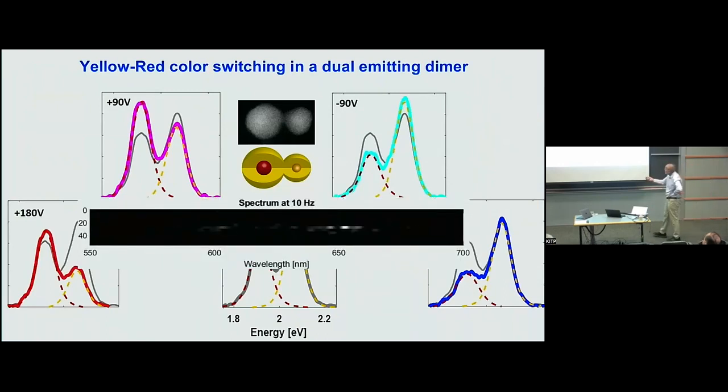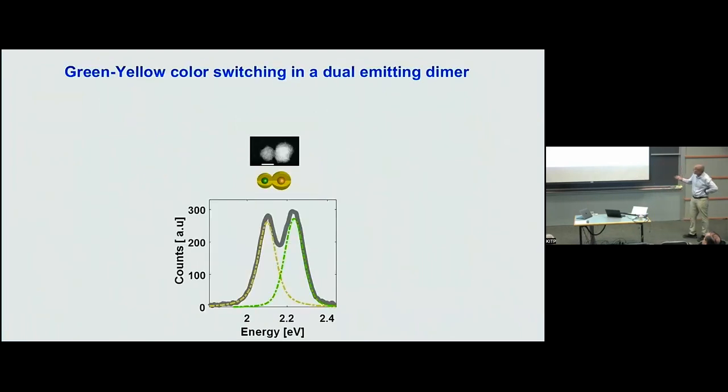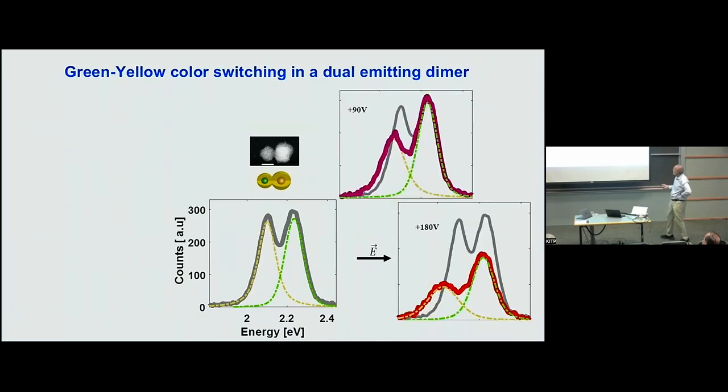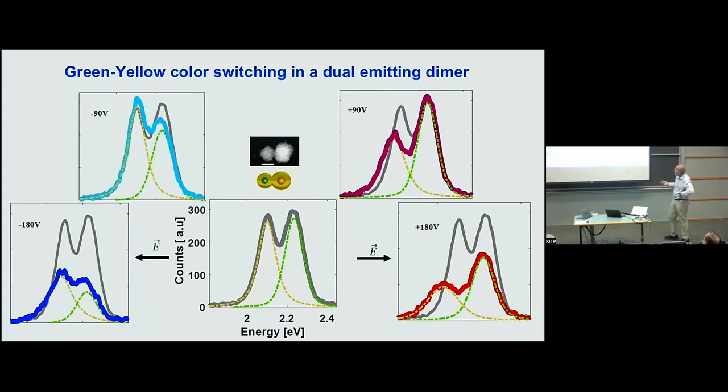The single particle switches instantaneously between 600 to about 660 nm. This is an example of, so to speak, more green and yellow. And again, you can see this ability to change the relative intensities by applying and changing the bias on this dimer.